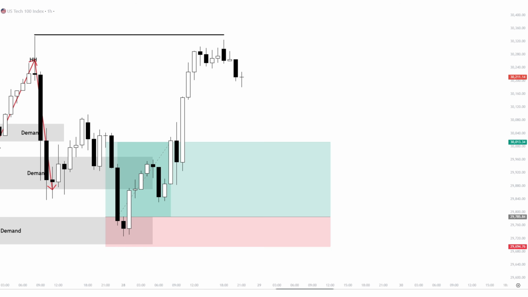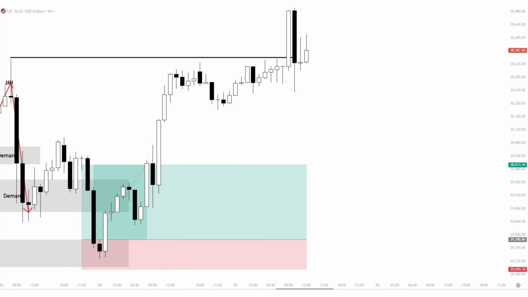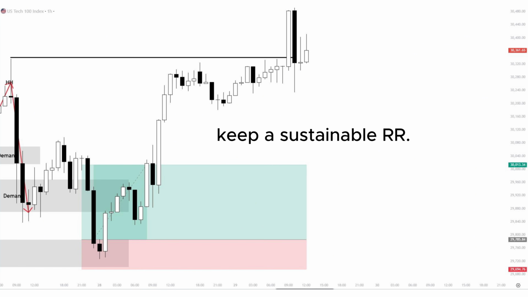But the problem is that this thing will happen 1 time, maybe 2 times, and then you will lose most of the setups, eventually even losing back all the profits that you've made from the winning setups. So don't get too greedy and keep a sustainable risk reward.